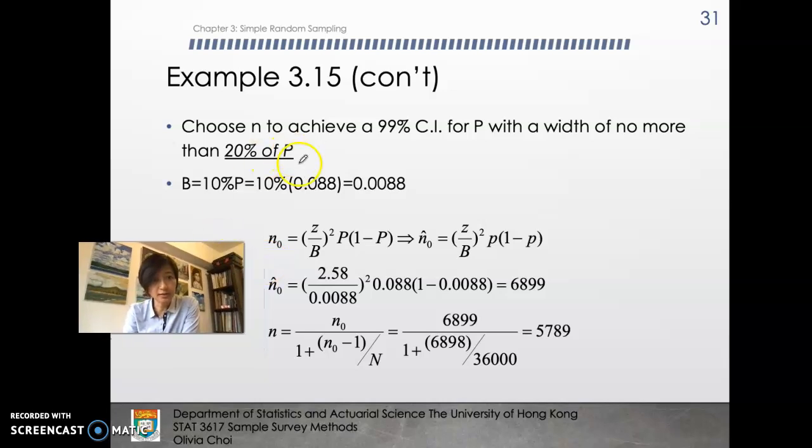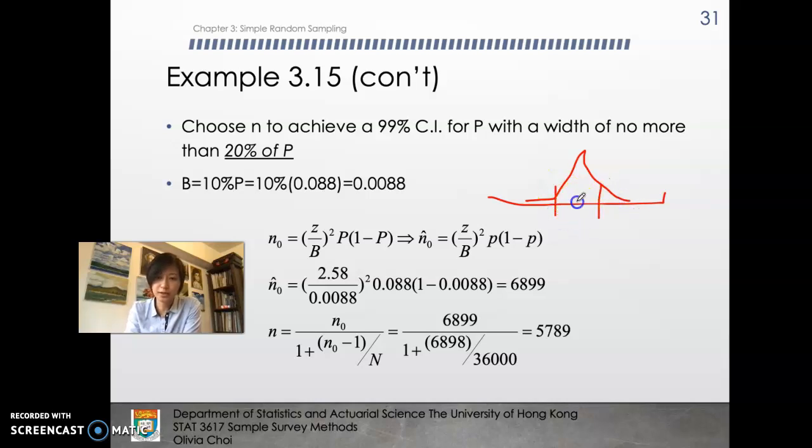Now, if we look at another question, choose n to achieve 99% confidence for P with a width no more than 20% of P. So now it says we want it to be no more than 20% of P.